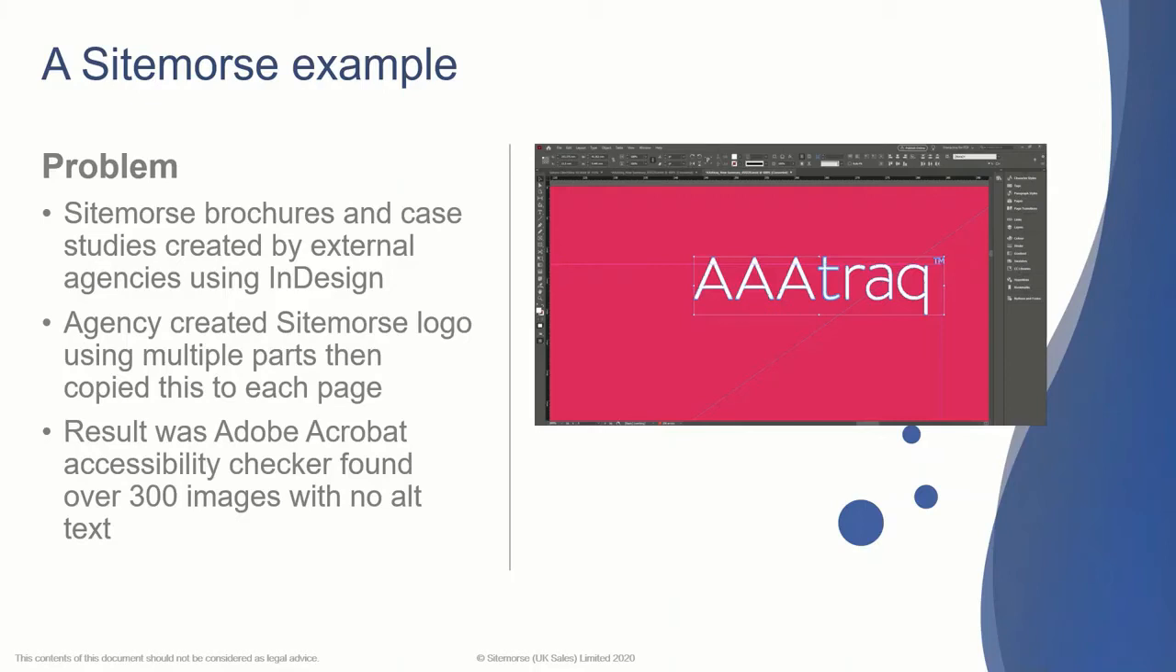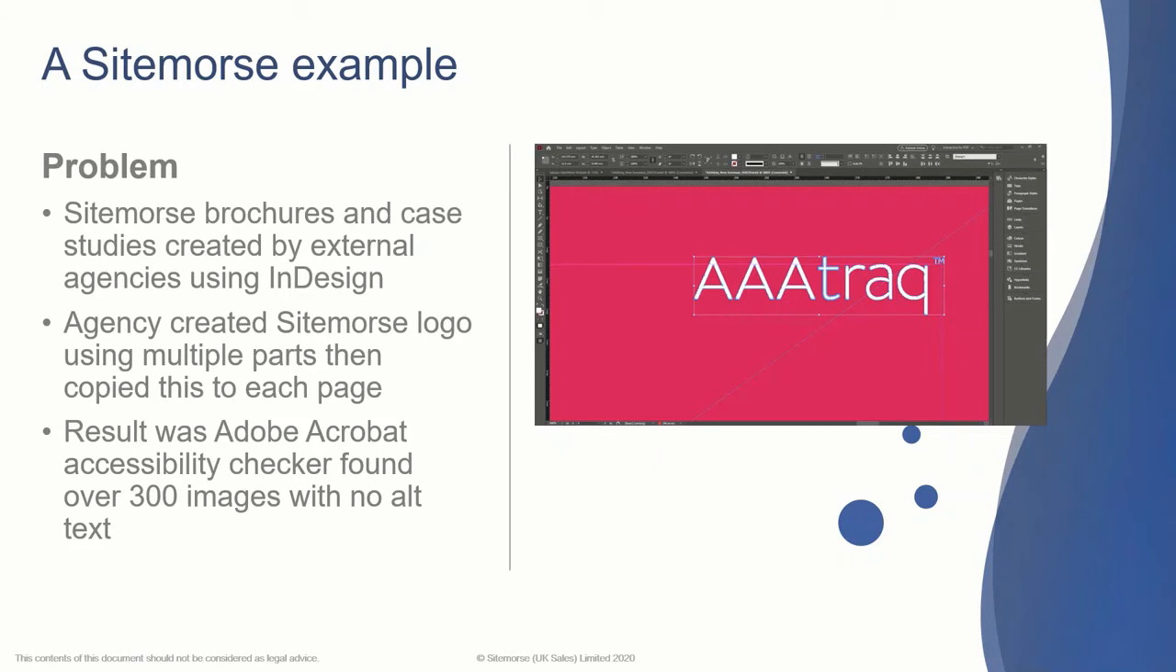The screenshot on the right shows one of our old PDFs being created in InDesign for a sister company of SiteMorse called AAAtraq. The agency created the logo from lots of different parts. Once they had got it right, they then copied this to every page in the document. When it arrived on my desk as a PDF and I put it through Adobe Acrobat's accessibility checker and SiteMorse's accessibility checker for PDFs, there were over 300 images with no alt text, mostly from this fragmented logo that was on every single page.